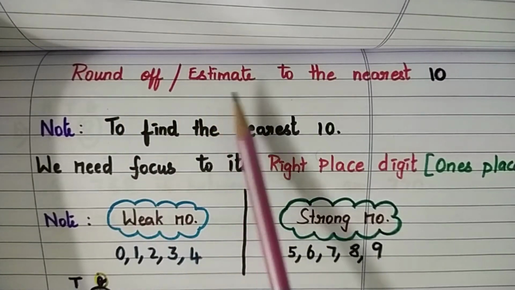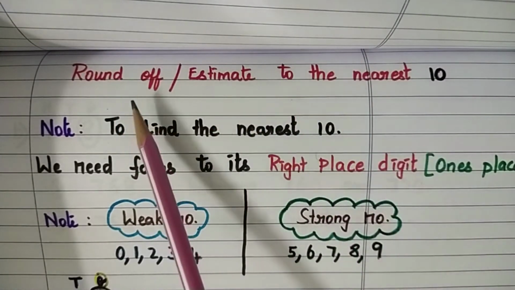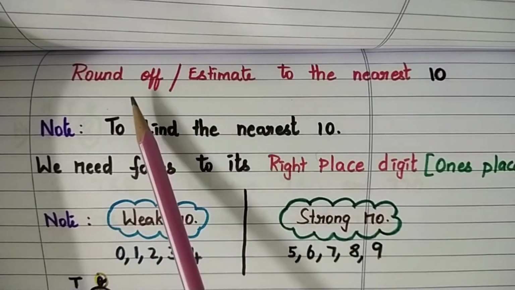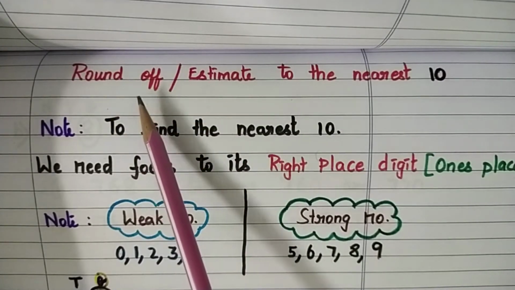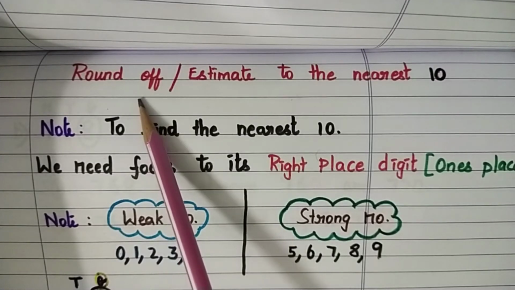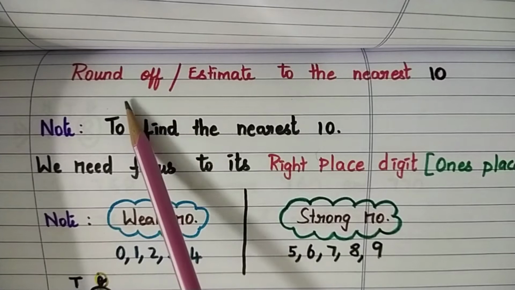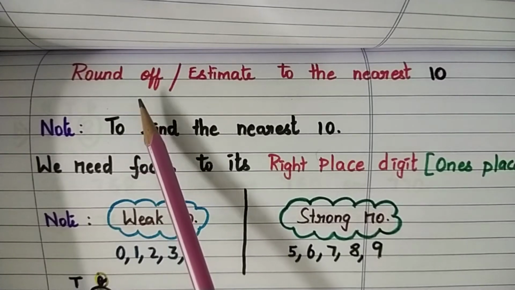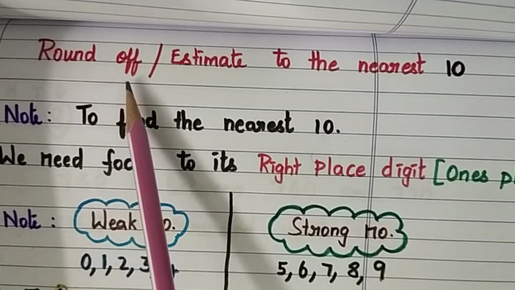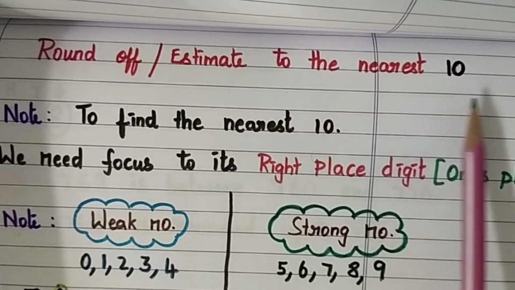Round off or estimate to the nearest 10. Rounding of numbers or estimate both have the same meaning, children. Rounding of numbers means it's not an exact number, it is close enough to the exact number. Rounding of numbers makes our calculation easy and quick. Find the round of numbers or estimate to the nearest 10.